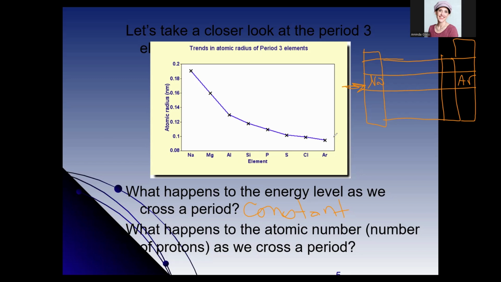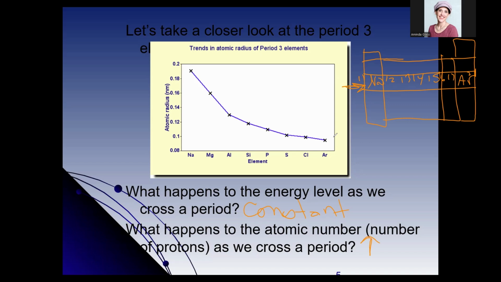But what happens to the atomic number or the number of protons? Because remember, the atomic number tells us the number of protons. So what happens to the atomic number as we move across the period? So this was 11, then we have 12, we have 13, 14, 15, 16, 17, and 18. The atomic number is increasing.